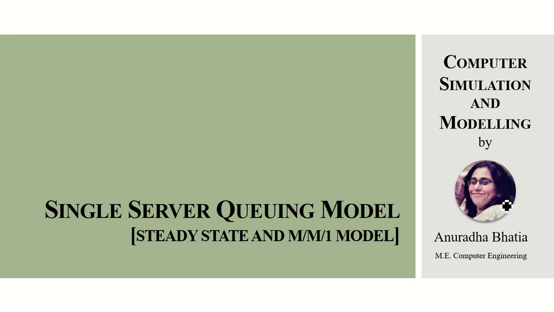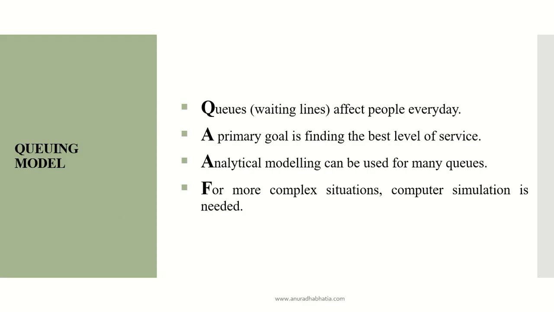Let's see the single server queuing model for steady state, and the model for computer simulation and modeling. The queuing model is basically designed for queues or waiting lines that affect people every day. The primary goal is finding the best level of service. Analytical modeling can be used for many queues, and for more complex situations, computer simulation is needed.